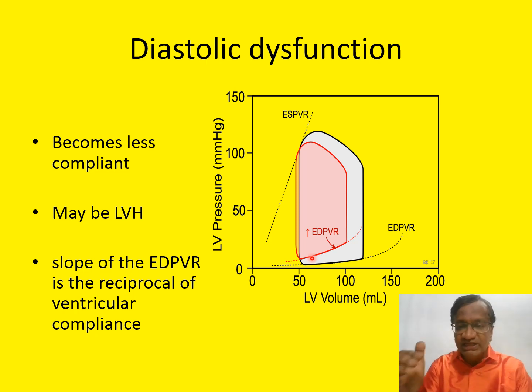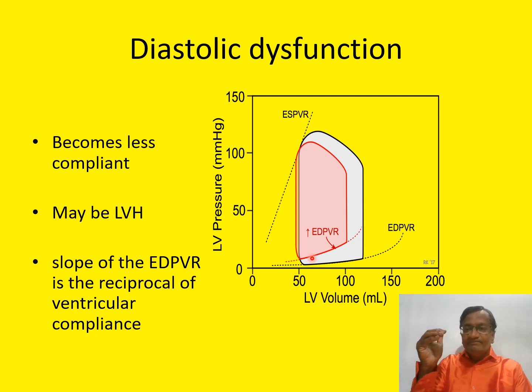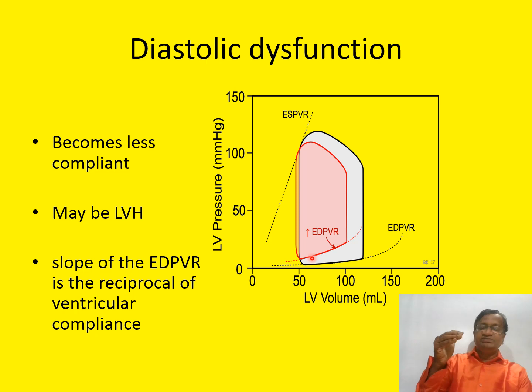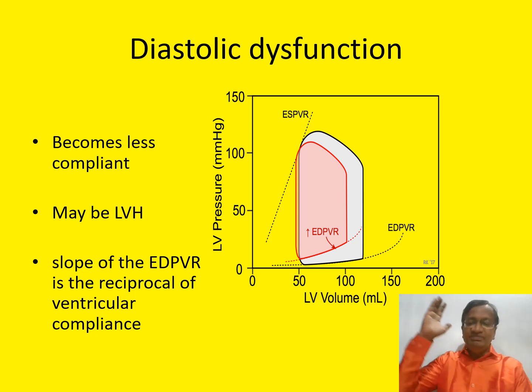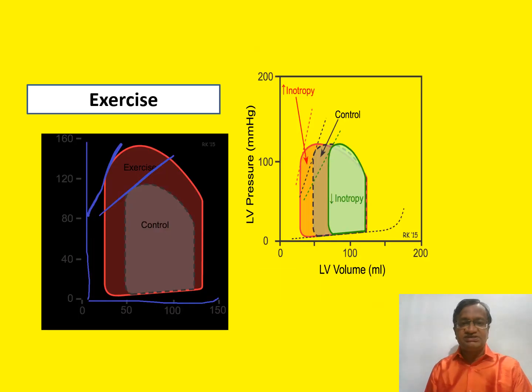That is what is called less compliant. Delta P by delta V. The increase in pressure is high for the increase in volume. That is what is called the compliance of the LV. As soon as the LV gets hypertrophied, the end diastolic pressure volume relationship changes. So this is the curve. Here you can see the curve is slightly going up at this point. So this is a sign of diastolic dysfunction because of left ventricular hypertrophy. I will be coming back to these slides.